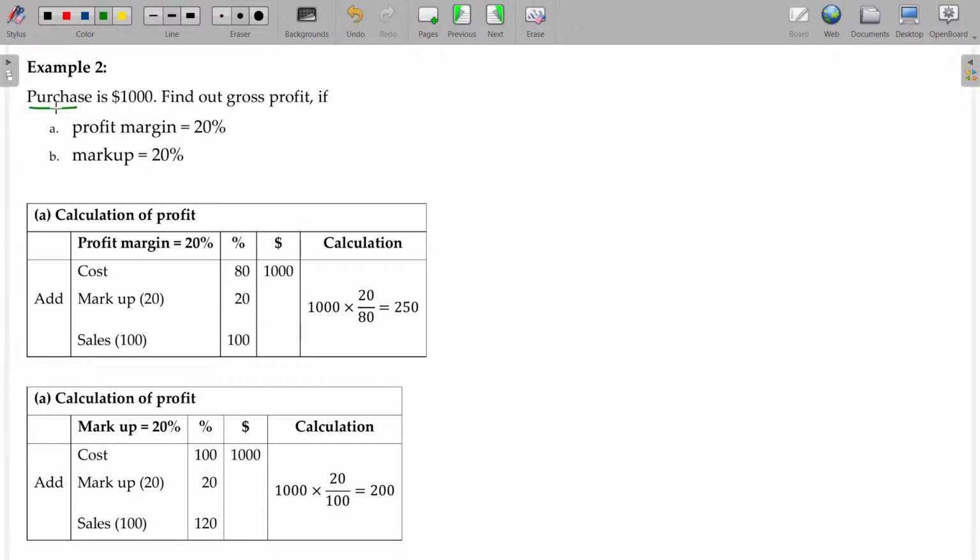Here, the purchases, the cost price is given. Find the gross profit if the profit margin is 20%. So, the first question is all about profit margin, 20%. If it is so, sales is equal to 100. Am I right? Sales is equal to 100.